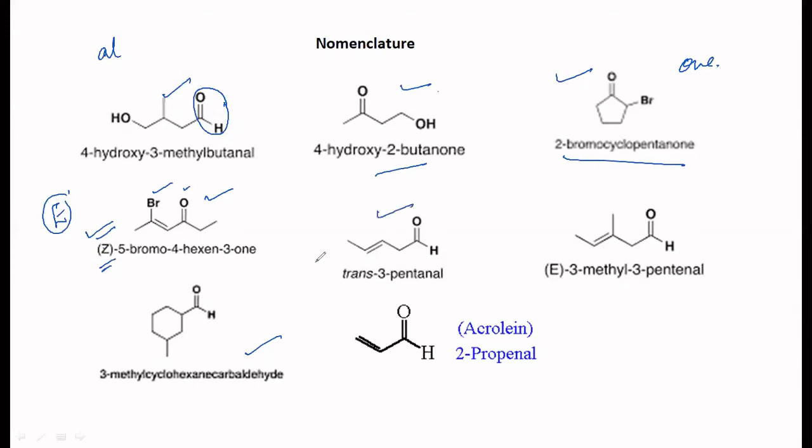This is trans, of course. So one is on this side, the other one is coming down, so it is trans-3-pentenal. Now in this case, it is the E isomer. So in this case, this is a double bond, and you have got this higher priority group and this higher priority group. They are on the opposite side.